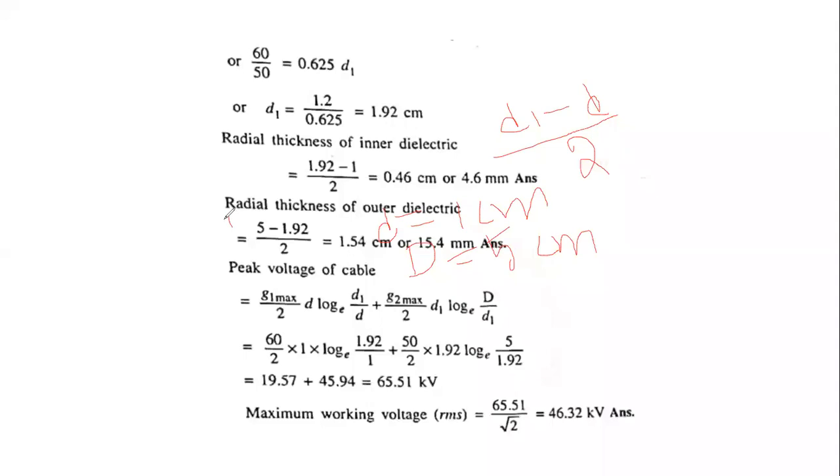Okay, this is the capital D minus D1 by 2. Capital D is equal to 5 and D1 is equal to 1.92, divided by 2. This is the radial thickness of the outer diameter, and this is the radial thickness of the inner diameter.